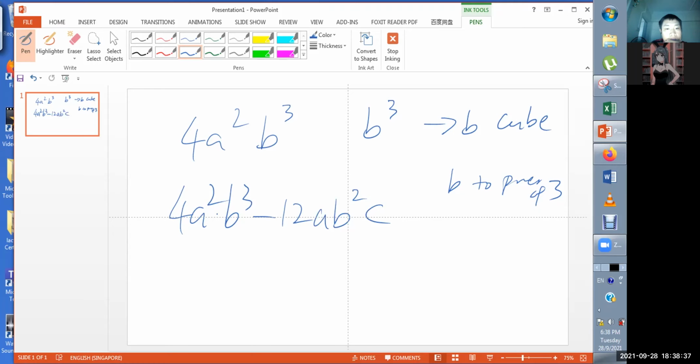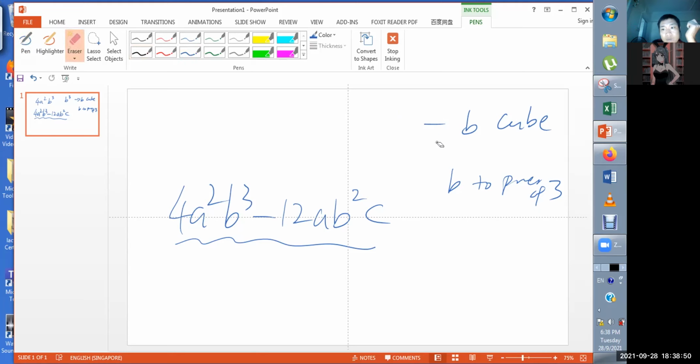I don't understand. Meaning what? Okay, what's the question? They ask you to factorize or what? Factorize completely the following questions. Oh, I understand. Okay, so I give you another example first.